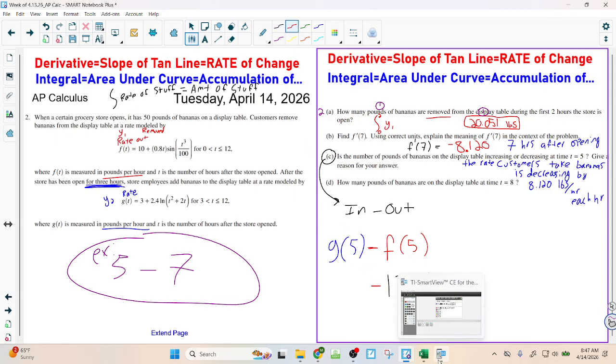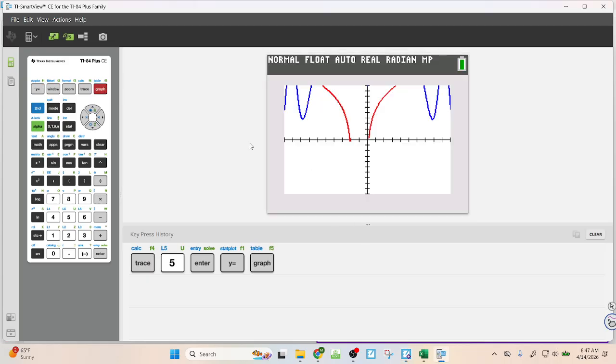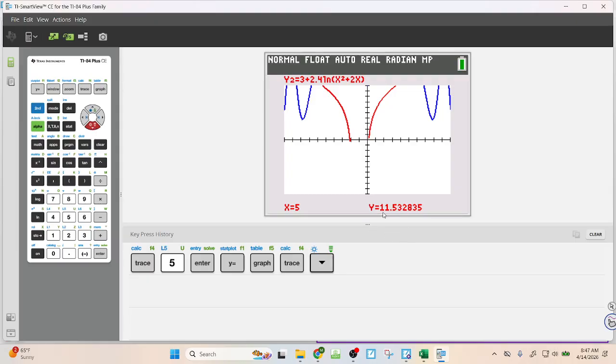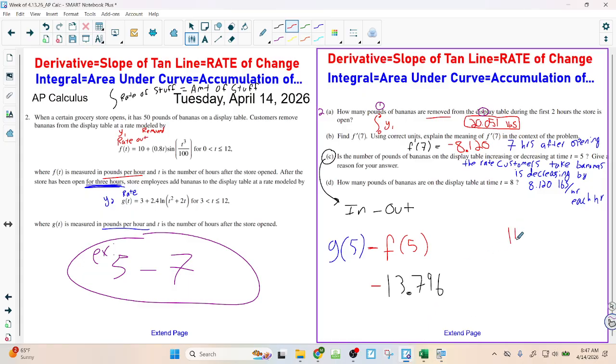Is that okay? Okay. Let's try Y2. I go to the graph. I hit trace. I want to make sure I'm on Y2. You see, you can just hit the arrow. And there's Y2, 11.533. If you see a mistake, please let me know. 11.533, or if you think you see a mistake.